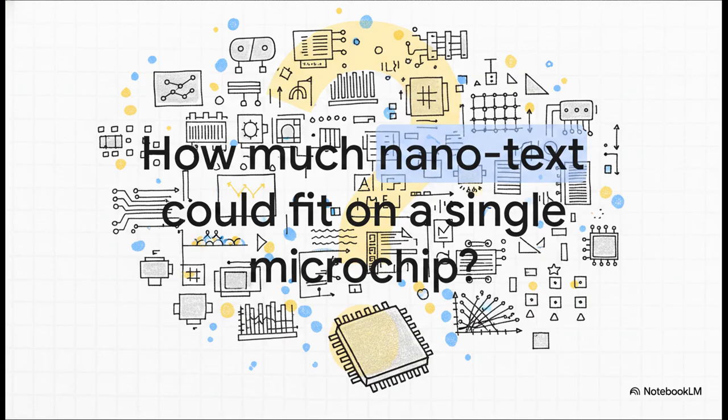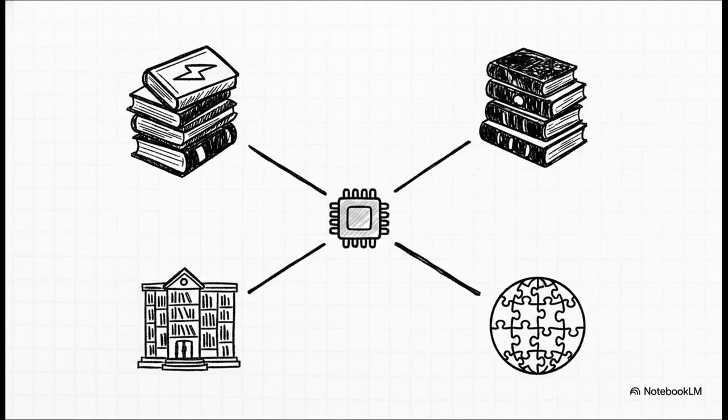Okay, let's take this one step further. If you took the surface area of just one typical computer chip, say from a graphics card, how much of this nanotext do you think you could cram onto it? Just take a guess. You could print pretty much all of it.